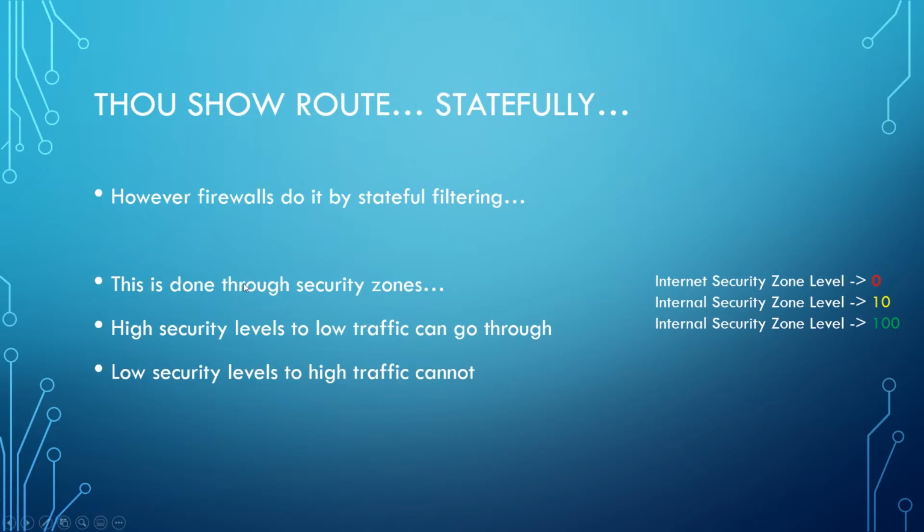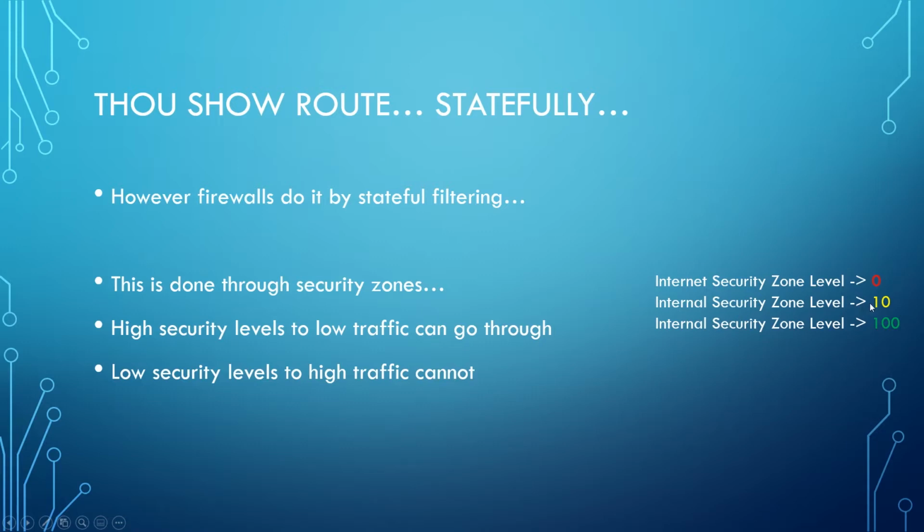And how firewalls are able to do this is through stateful filtering. And this is done by different security zones or internal security zone levels. As you see here, we have 100, 10, and 0. Normally, internet is normally at the 0 level, depending on who configures it, but it's normally at the lowest level in your network.